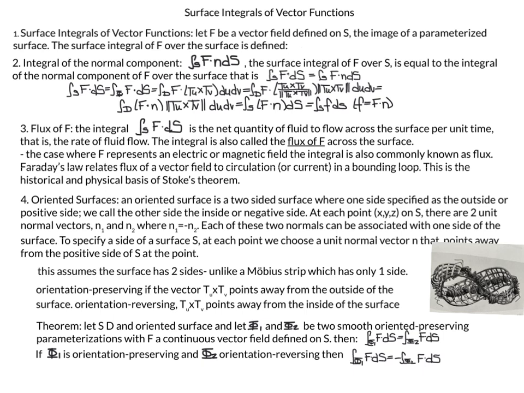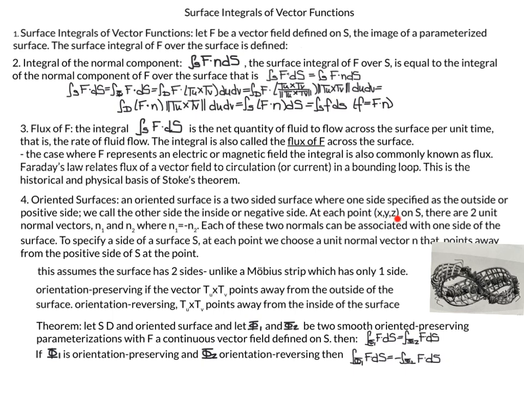An oriented surface is a two-sided surface where one side we specify as the outside or the positive side, and the other side is the inside or the negative side. So for an oriented surface, pointing outside will be considered the positive side. If we have a sphere, pointing outwards towards space would be the outside orientation.